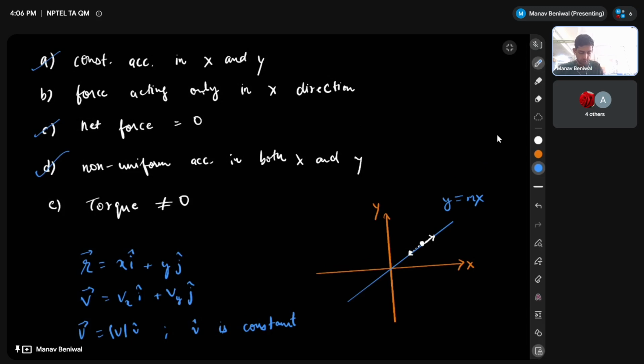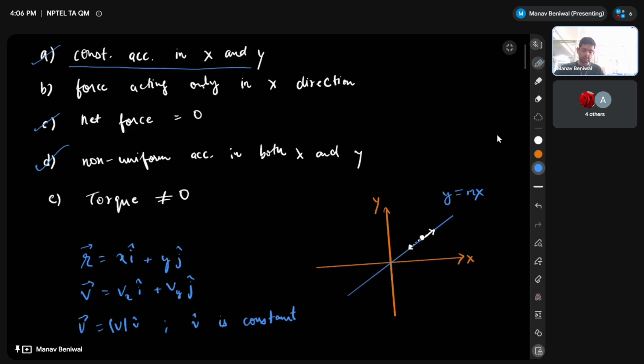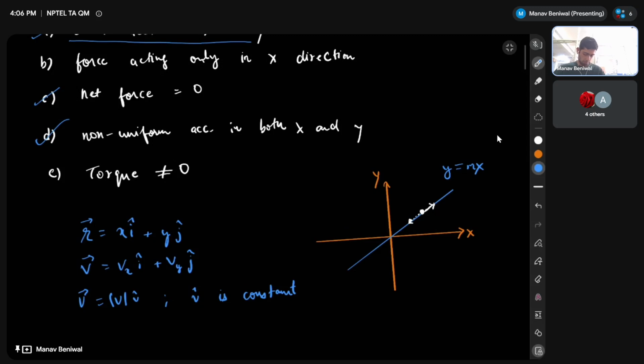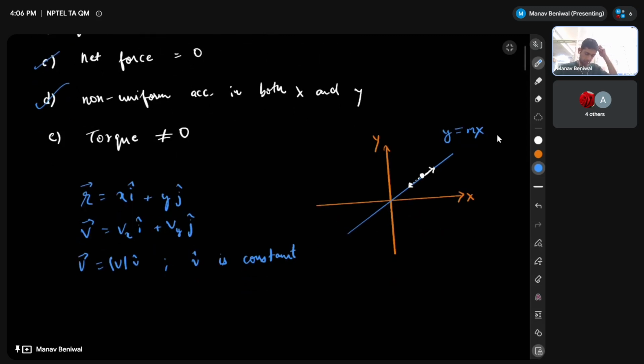So of course, if you can have constant acceleration in x and y, this is possible, right? For example, zero acceleration is also a constant acceleration. So that is one special case. I can choose my acceleration to be zero, and I can even choose my acceleration such that the particle continues to be on this line.